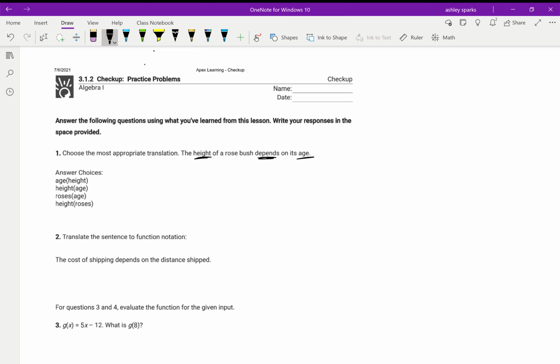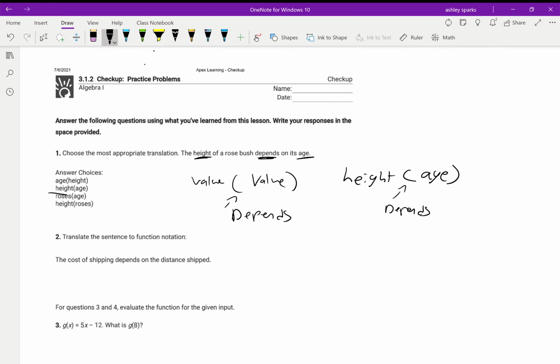The age. So when you're writing these, you should think of the parentheses. So we're going to have some value and then a value on the inside. That parenthesis is your depends statement. So whatever is depending on something, so in this case height, it depends, so the parenthesis means depends on age. And that's how we would break this down. So the height depends on the age.